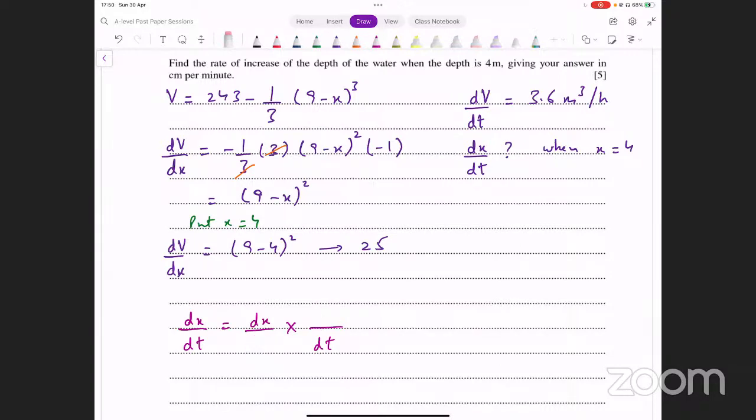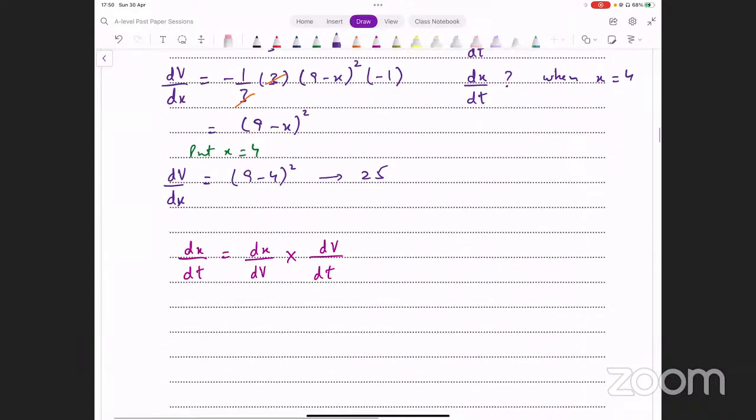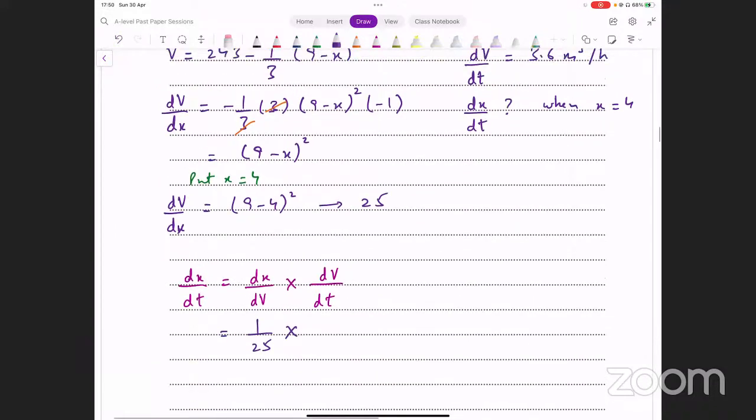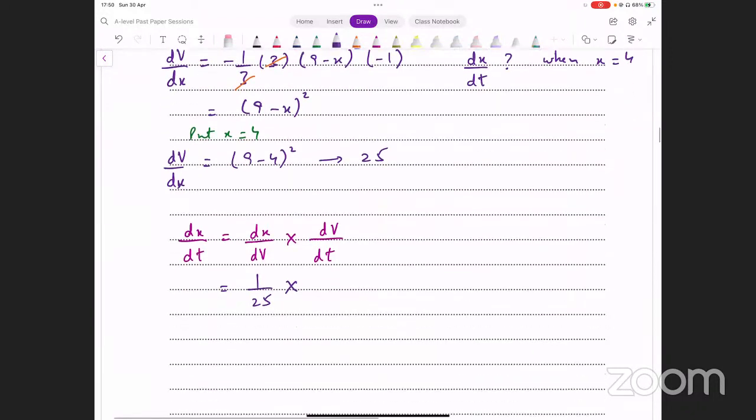ठीक है. Now, what's the third variable? The third variable is volume here. So that's dv and dv here. Let's just input values now. dx over dv, that's going to be reciprocal of this. So that's 1 over 25. Into dv over dt, that's given, that's 3.6. And that's going to give you dx over dt.